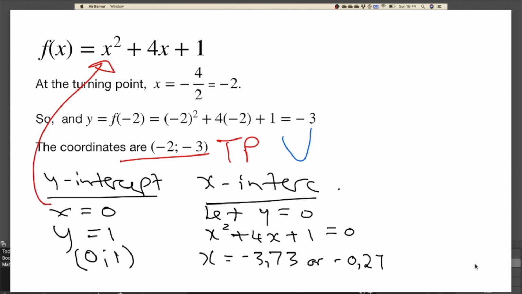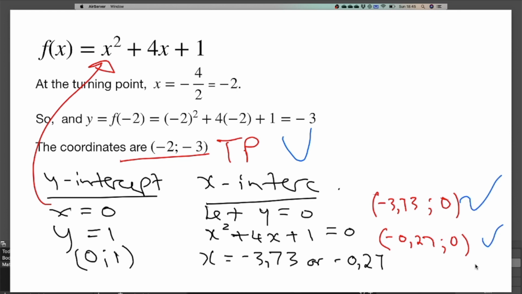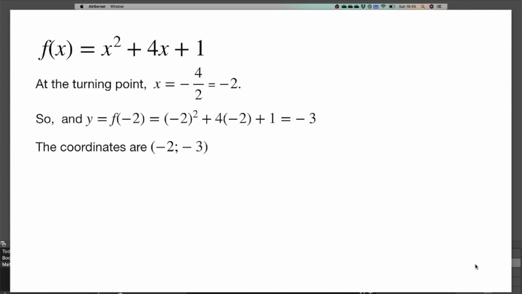And these are 2 points. The 1 point is negative 3,73 and 0. The other point is negative 0,27 and 0. So we know that our graph must pass through these points and that point as well. And obviously through that point there, which is our turning point. So let's draw the graph.